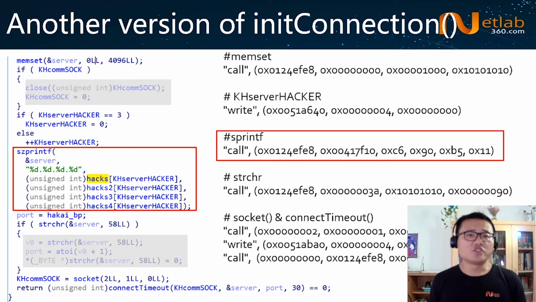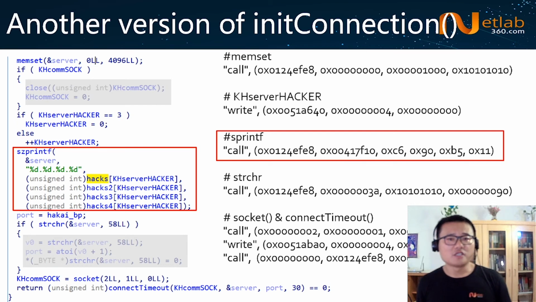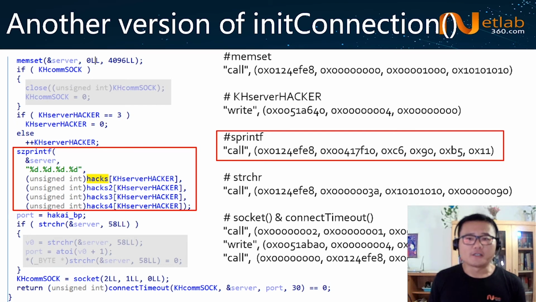This is another version of the init connection function. You can see that the C2 IP is dynamically generated. So the key of the emulation is to intercept the call to the sprintf and the write logged event. From the write logged event, we can connect the sprintf call to the original instruction by its characteristic arguments.